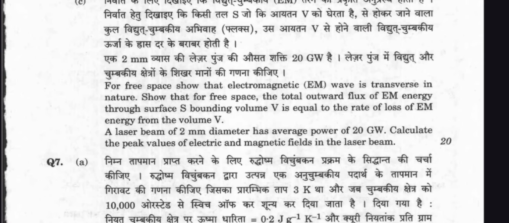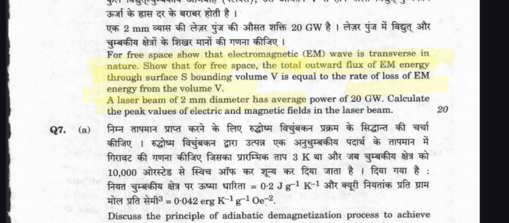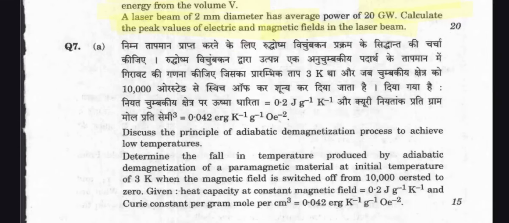Question number 6C is here. In free space, show that the electromagnetic EM wave is transverse in nature, and show that in free space the total outward flux of EM energy through a surface S enclosing volume V is equal to the rate of loss of EM energy from the volume V. A laser beam of 2 mm diameter has average power of 20 gigawatt. Calculate the peak value of electric and magnetic field in the laser beam.